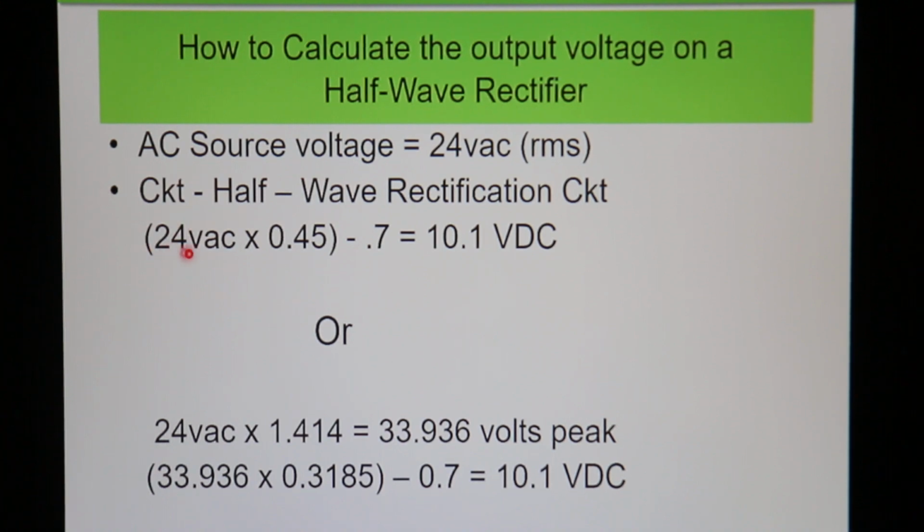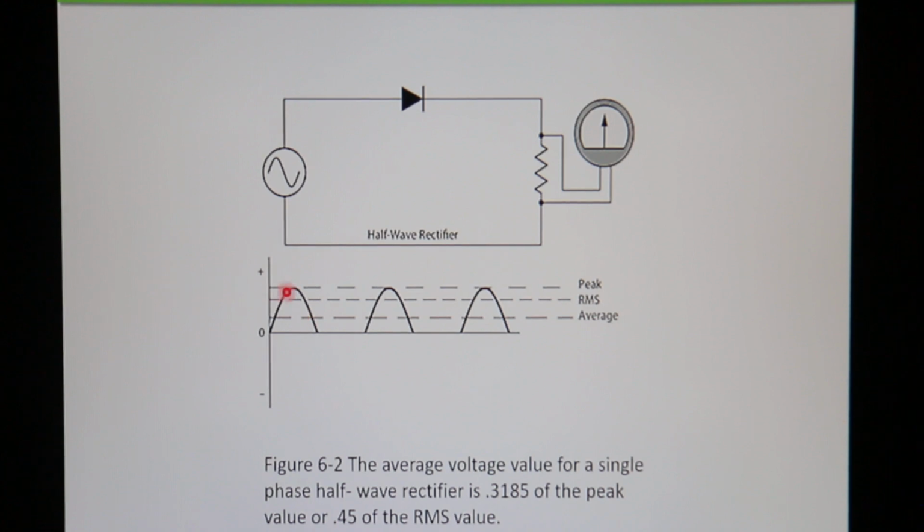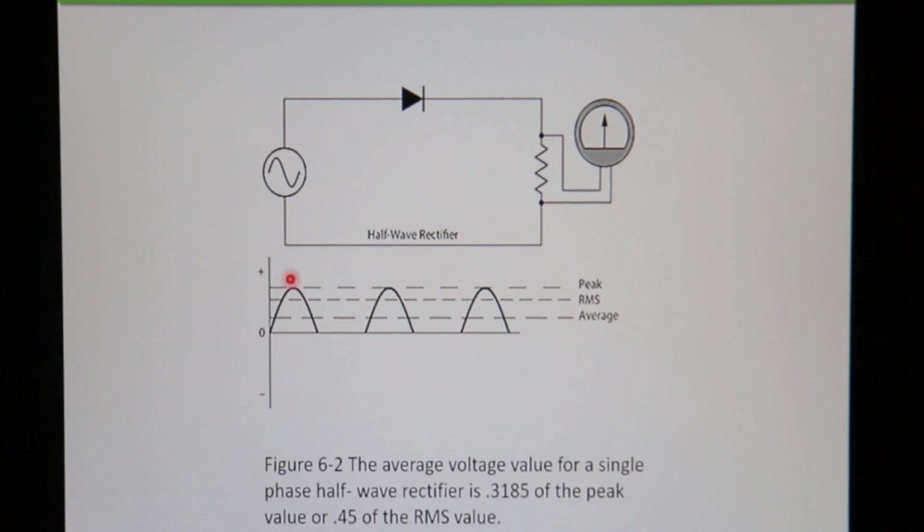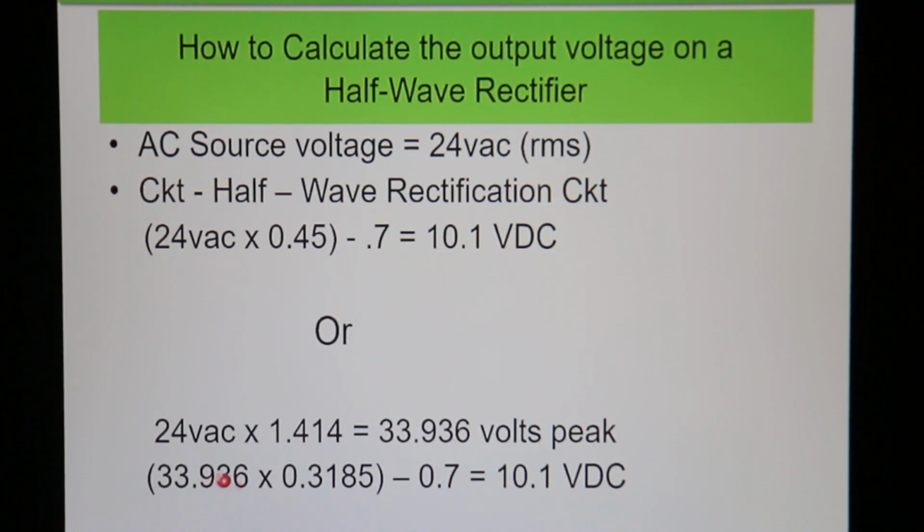So basically, we say 24 volts RMS times 0.45 minus the 0.7 volt drop, and what the load will see, that load resistor will see 10.1 volts DC. Or we could do it this way: take that same 24 volts times 1.414 to get our peak voltage. So we actually have on this sine wave, that peak right there is 33.936 volts. So I'm at the peak, and then I can take that voltage times 0.3185.